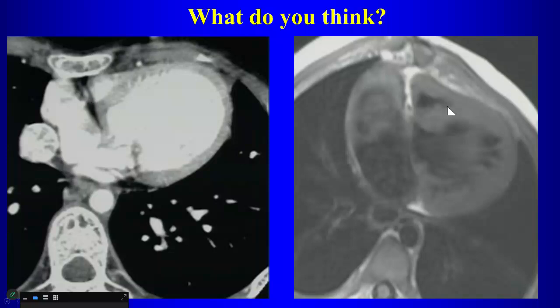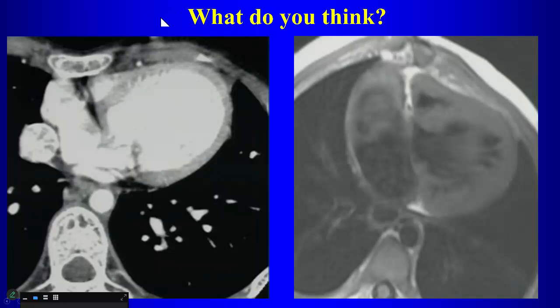Why is it bright? Why is there a flow void? RCA. That's the RCA. So notice that the RCA should be out there. But the RCA, because of the tricuspid atresia and the fat here, has been moved into that groove, into that atrioventricular groove. Okay? So this is a patient with tricuspid atresia.